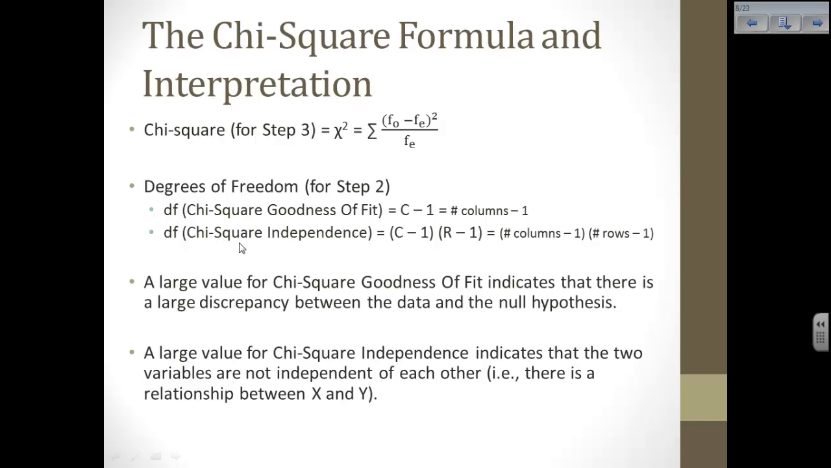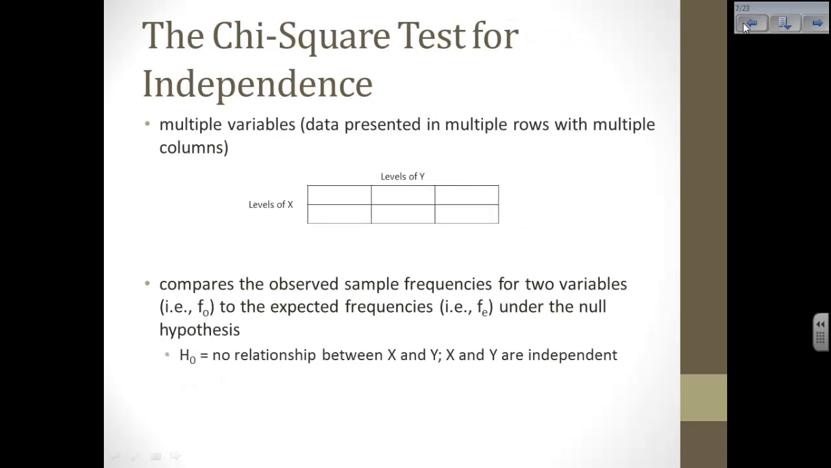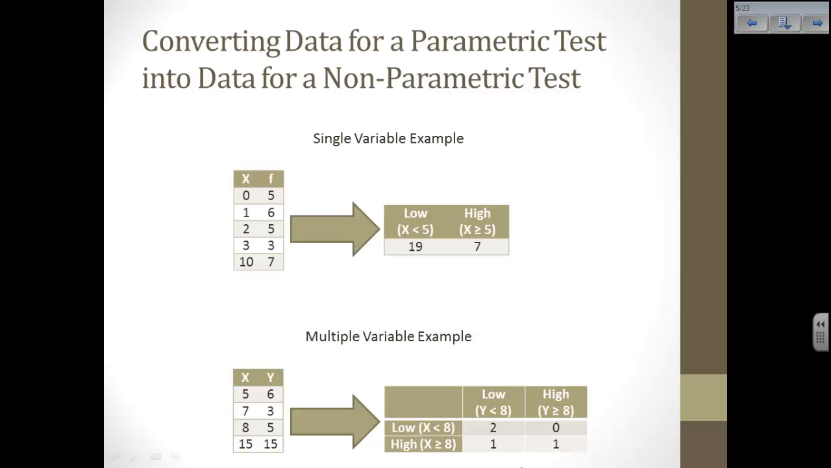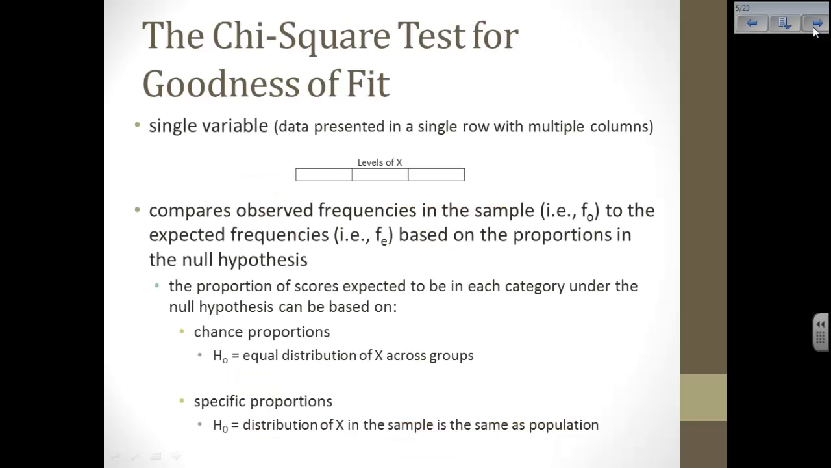The degrees of freedom for the chi-square test of independence is equal to the number of columns minus 1 multiplied by the number of rows minus 1. So if we go back to this example, we have 2 columns and 2 rows. 2 minus 1 is 1. 2 minus 1 is still 1. 1 times 1 is 1. So our degrees of freedom would be 1 for that example.